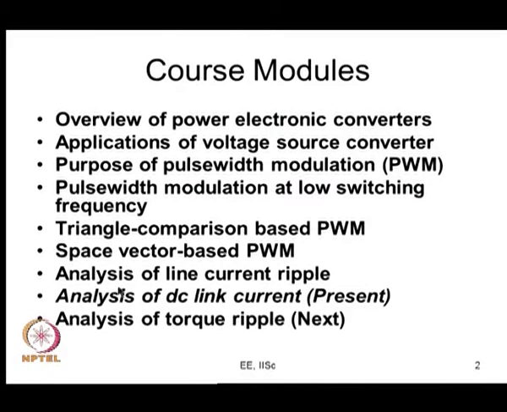Then, after that analysis, we went into the analysis of DC link current, which is what we have been doing presently. We did it in the last lecture, and we had a few discussions on that. We are going to consolidate those discussions and take them to some kind of logical conclusion in this particular lecture. And after that, we will go into the analysis of torque ripple.